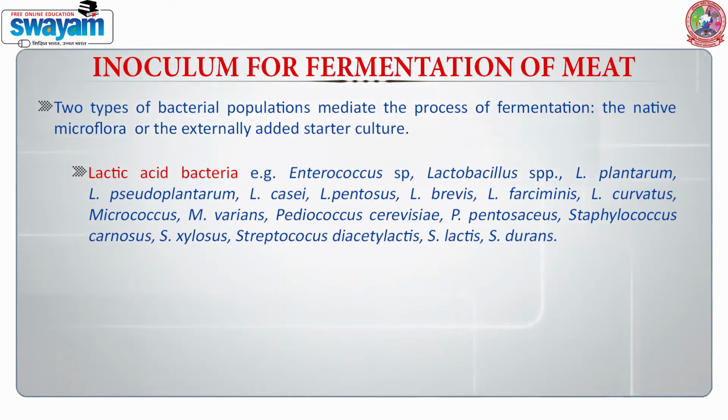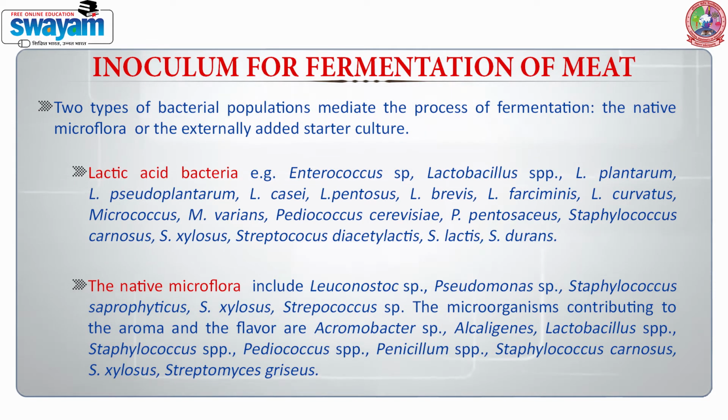The most prevalent native microflora include Leuconostoc species, Pseudomonas species, Staphylococcus saprophyticus, Staphylococcus xylosus, and Streptococcus species. These microorganisms contribute to the aroma and the flavor. There are other organisms like Alcaligenes, Lactobacillus, Staphylococcus species, Pediococcus, Penicillium species, Staphylococcus carnosus, and Streptomyces griseus, which also contribute to the fermentation of meat products.